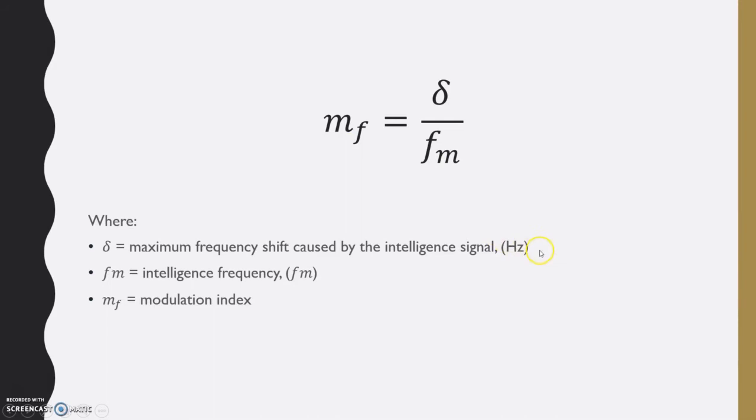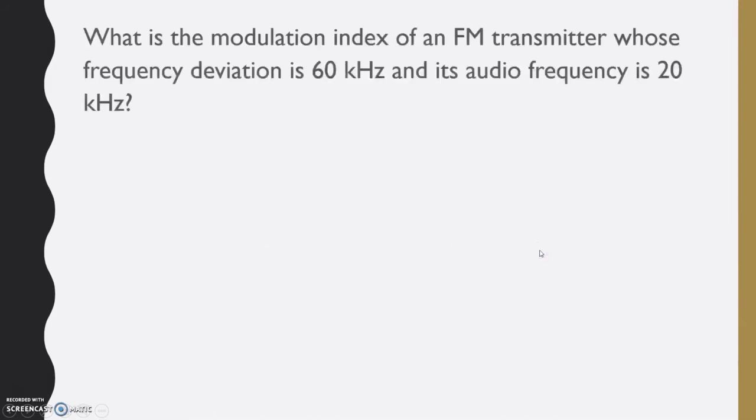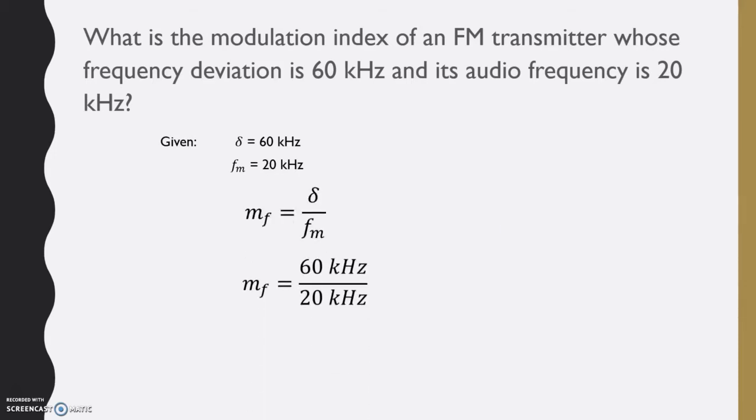Now let's have an example. What is the modulation index of an FM transmitter whose frequency deviation is 60 kHz and its audio frequency is 20 kHz? Now, the given of this example is that the frequency deviation or delta is 60 kHz and the audio frequency is 20 kHz.